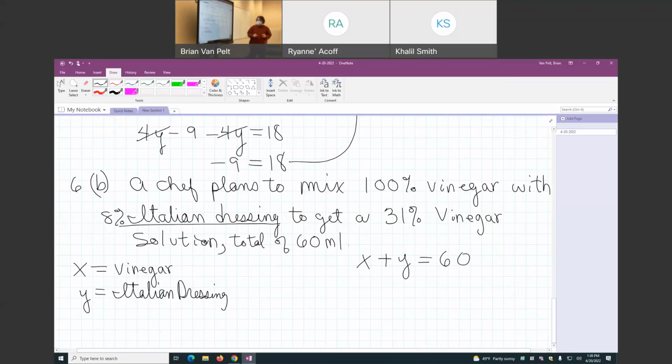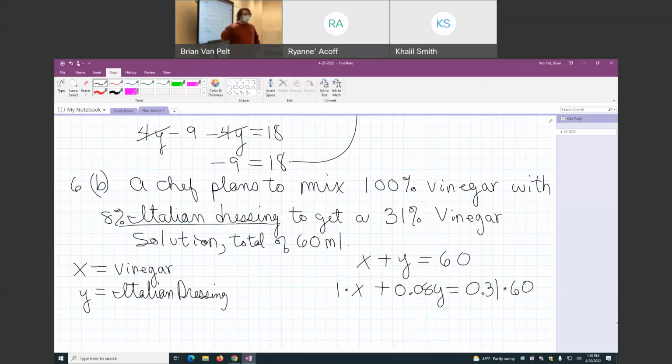Here you're mixing 100% vinegar. What is 100% equal to? It's equal to 1. What is 8% equal to? 0.08. And then the result was 0.31 times that quantity, right? Concentration times quantity, everyone. Concentration times quantity.